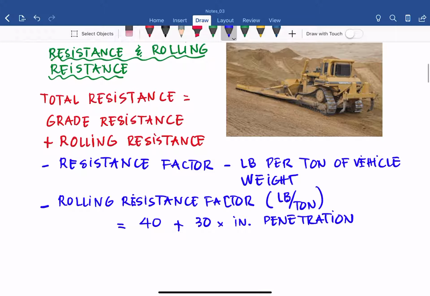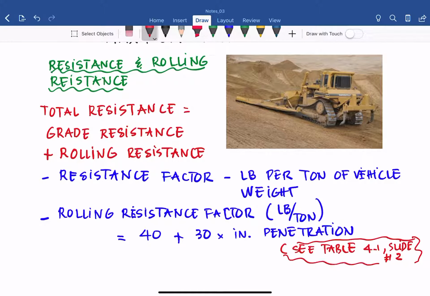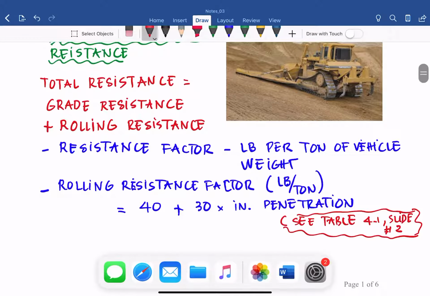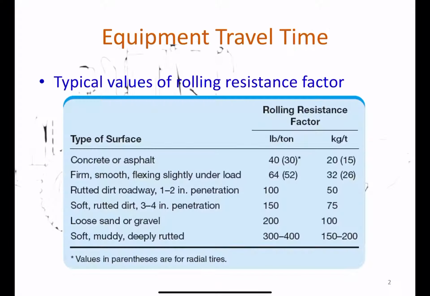And to make it easy, if they don't give it, we can use the table, which I write down here. We can see Table 4.1, and that is also slide number 2. I'm going to show that table now. So this is the typical value for the rolling resistance factor, and it depends on the material that the equipment is rolling on, as you can see.